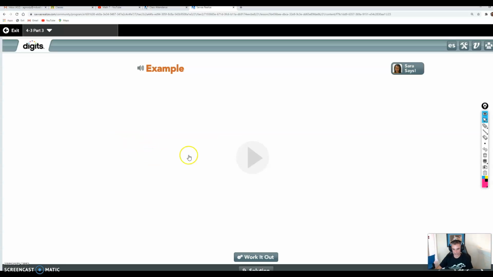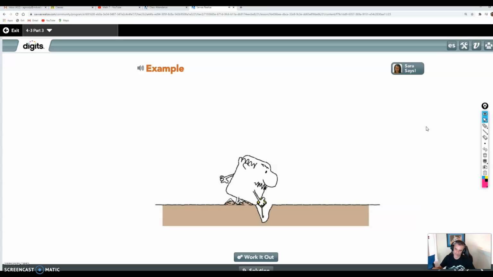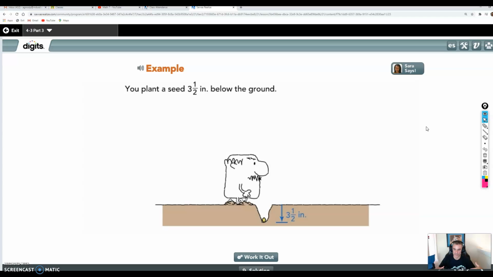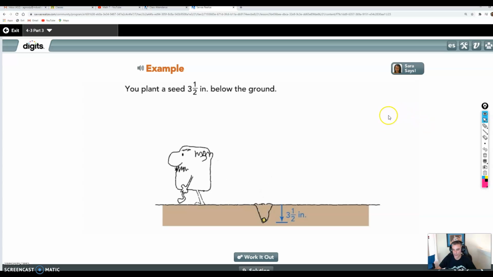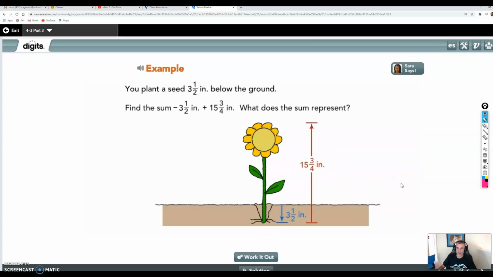This one has a little animation that goes with it, so bear with me. What this little guy is doing is he's planting a seed underground. So he's digging a hole below the ground. So because it's below the ground, we know the depth of the seed here is going to be represented by a negative number, right? We're going down beneath the ground. And then the seed is going to grow into a beautiful flower. Well, because it's growing, that's going to be represented by a positive number, all right?